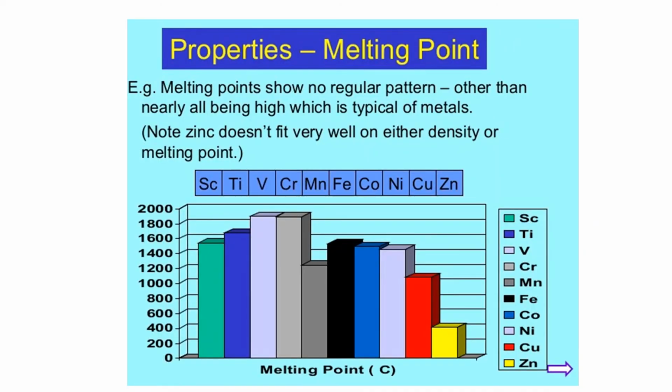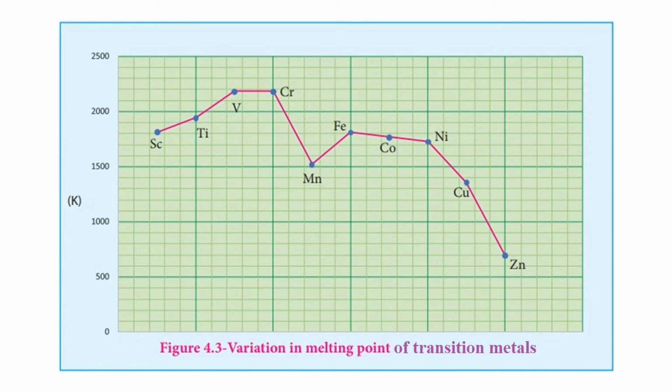So if we look at the trends for the melting points in the transition metals, here it says on the slide that it shows no regular pattern other than nearly all being high, which is typical of metals. If we look at this graph, yeah, there is no pattern, so it is going up, down, up a bit and then down. So there are two distinct regions here and here.